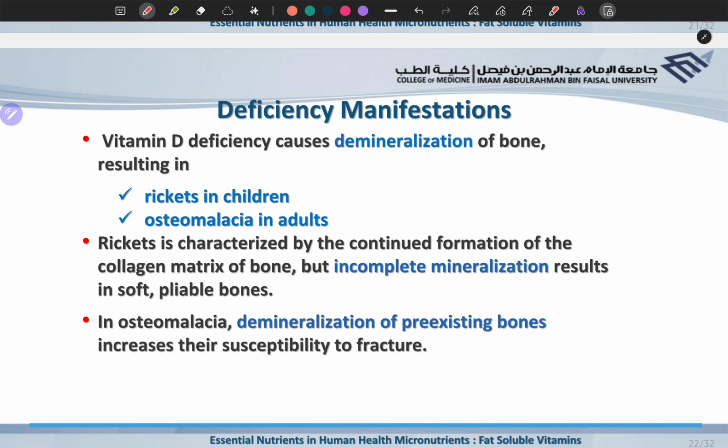Doctor, one of its manifestations, could it cause depression? Which one? Vitamin D. Some people have linked it, but it is not proven yet.